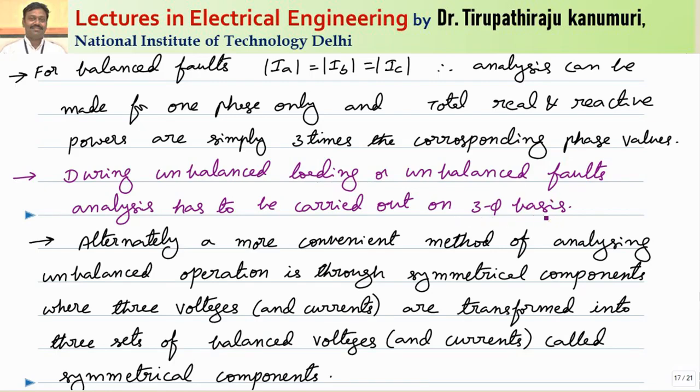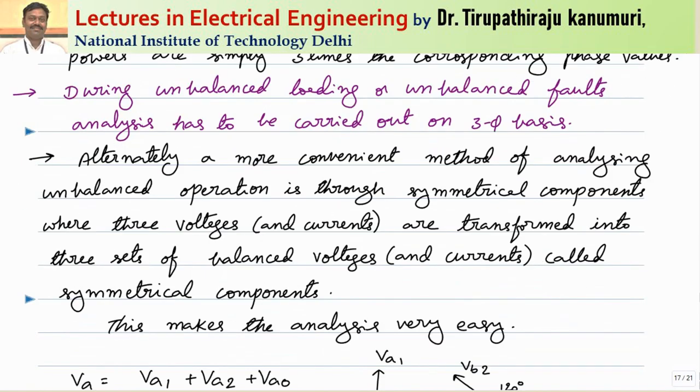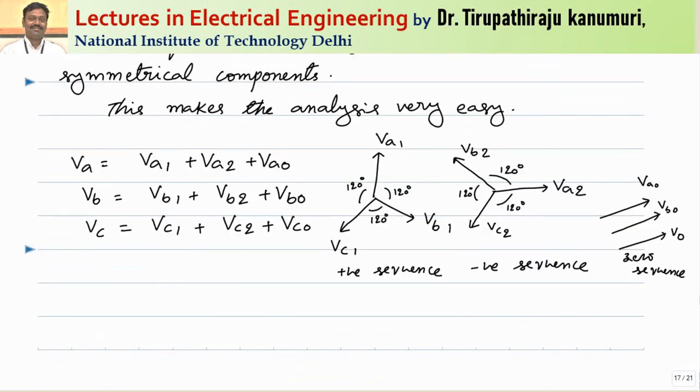So the alternate and easiest way of analyzing these types of circuits is to convert whatever currents or voltages there are, these unbalanced components, into symmetrical components, where the three voltages and currents are transformed into three sets of balanced voltages and currents, which are called the symmetrical components. So by using the symmetrical components, the analysis becomes easy.